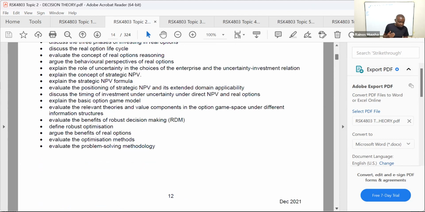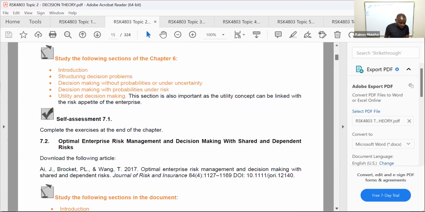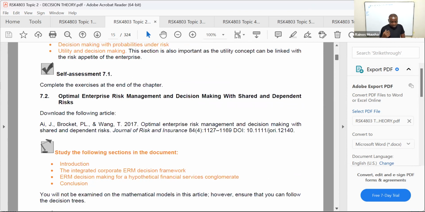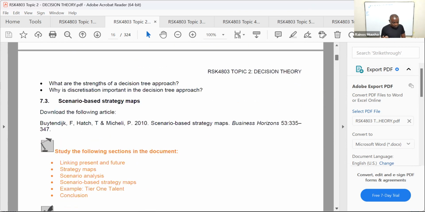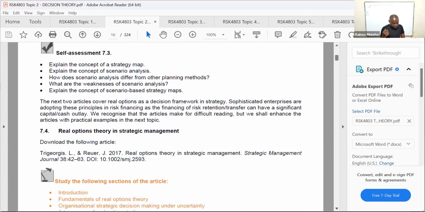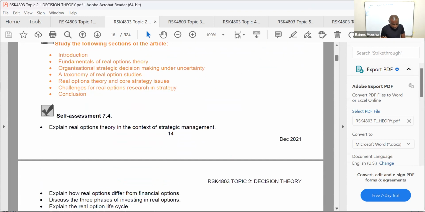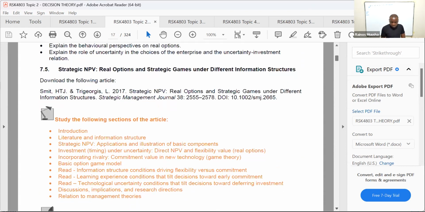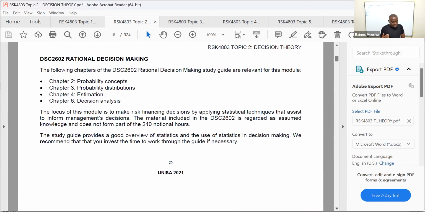So you'll see that in study unit 7, we look at decision analysis, optimal enterprise risk management and decision making with shared and independent risks, scenario-based strategy maps, real options theory and strategic management, and also strategic net present value, real options and strategic games under different information structures. The main message there is that you are trying to make decisions, and how do you ensure that the present value of your benefits is more than the present value of your costs? And how do you ensure that you're able to properly filter in the different scenarios that can play out going into the future?